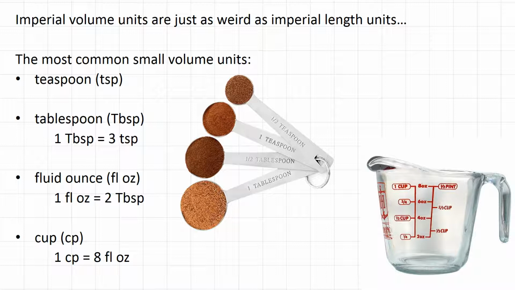So some really common small volume imperial measurements are the teaspoon, the tablespoon, which is 3 teaspoons, the fluid ounce, which is 2 tablespoons, and then a cup, which is 8 fluid ounces. I don't understand it. I'm sure there's a reason for how these evolved, but these are really common in cooking still today, and so you have to be able to work with them a lot.